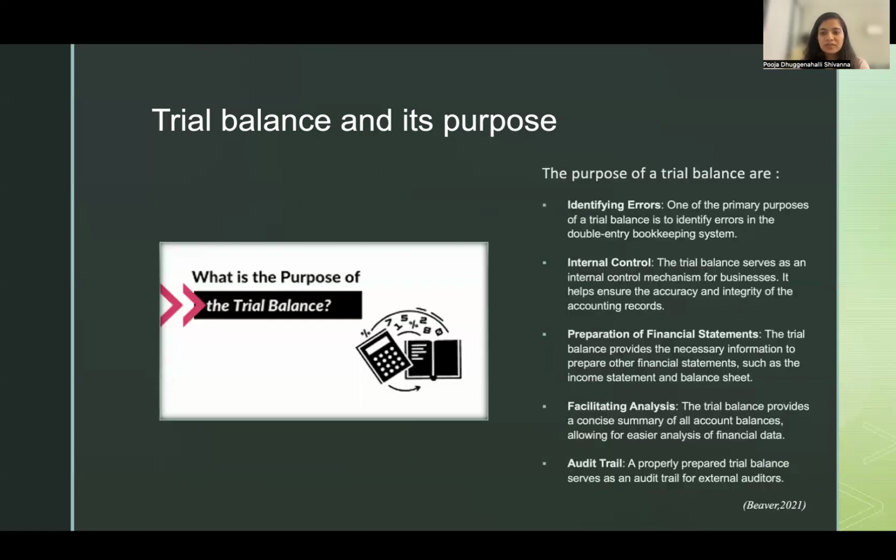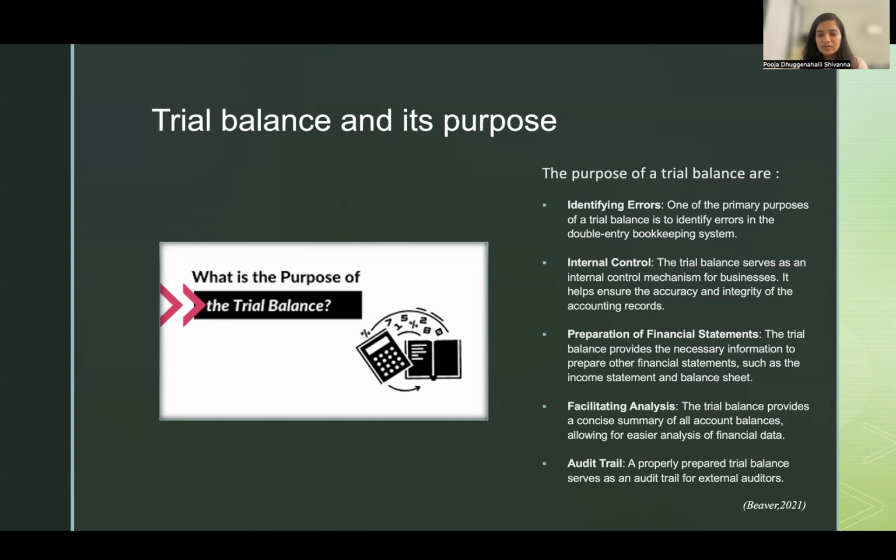The main purpose of a trial balance is to identify errors. One primary purpose is to identify an error in a double entry bookkeeping system. The next purpose is to serve as an internal control mechanism for businesses. It helps to ensure the accuracy and integrity of accounting records. The next purpose of a trial balance is to prepare financial statements. It is necessary information for a company to prepare other financial statements such as the income statement and balance sheet.